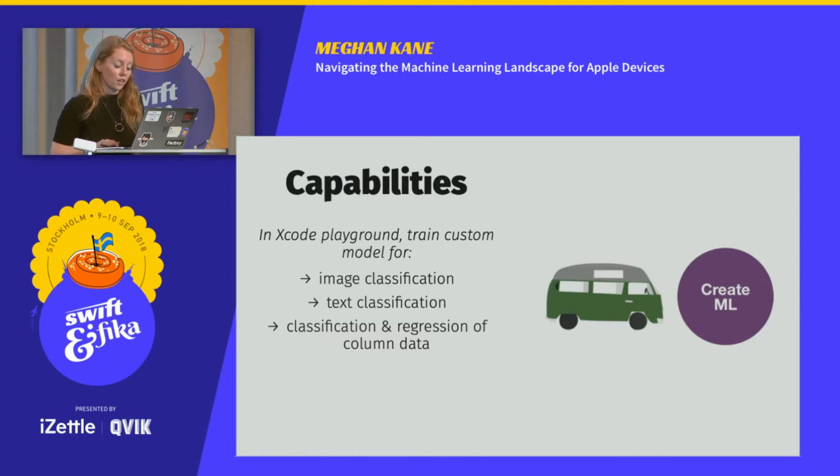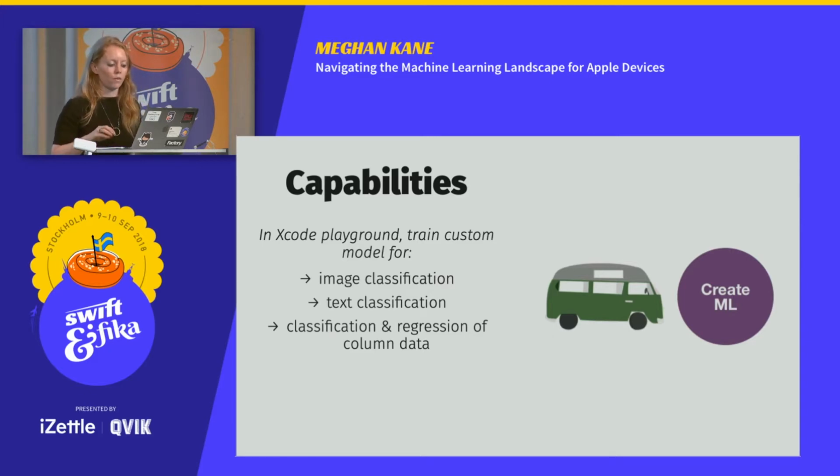And this was a big breakthrough in order to democratize using machine learning for training, because previously you had to do a lot more steps and also work outside of the Swift language in order to train your model. So what can we do with CoreML, though? We can't do everything. We can do image classification, text classification, and classification and regression of column data.